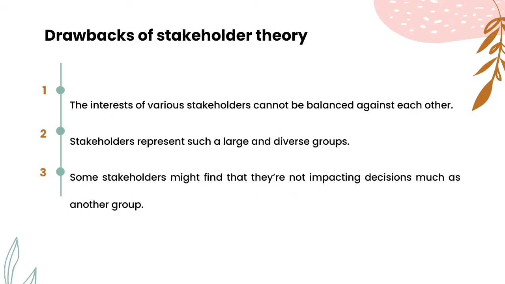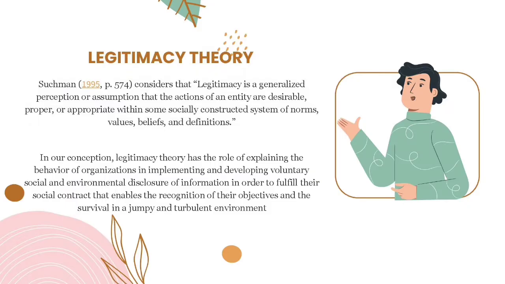Next are the drawbacks of stakeholder theory. There are a couple of drawbacks of stakeholder theory. Number one is that the interests of various stakeholders cannot be balanced against each other. The second one is that stakeholders represent such a large and diverse group. And the last but not the least is that some stakeholders might find that they are not impacting decisions as much as another group.